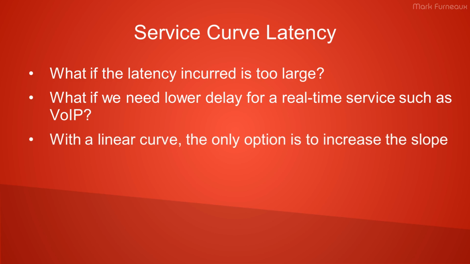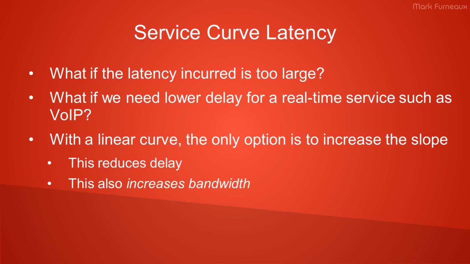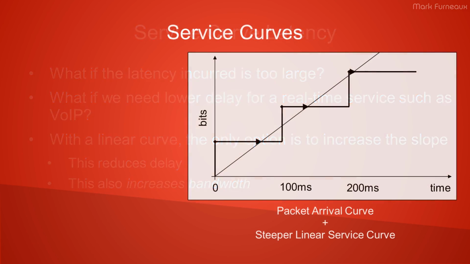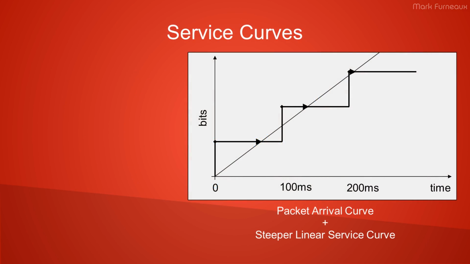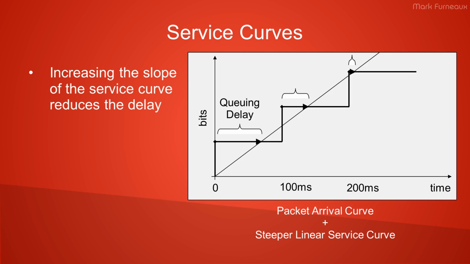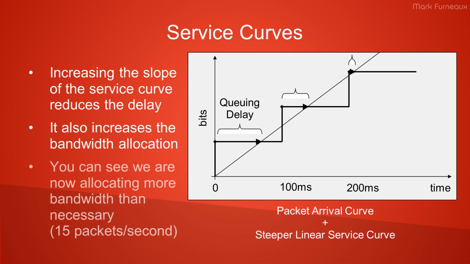Well, if we use a linear curve, a straight line, the only option we have is to increase the slope. Now, if we do that, that will reduce the delay, as I'll show you in just a moment. But it also has a side effect of increasing bandwidth. So here you can see that we have the same packet arrival curve as before, but we now have a steeper linear service curve. And you'll notice that by doing this, the delay is reduced, but the bandwidth allocation has also increased. We're allocating 15 packets per second. That's the slope of the service curve.